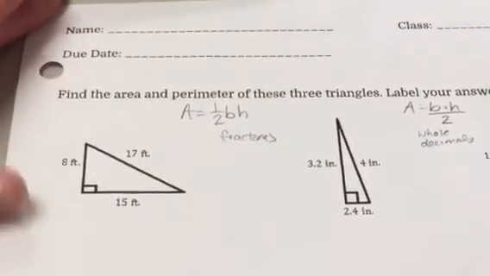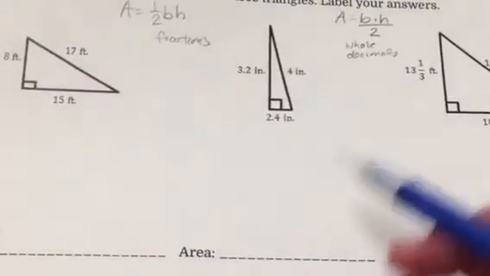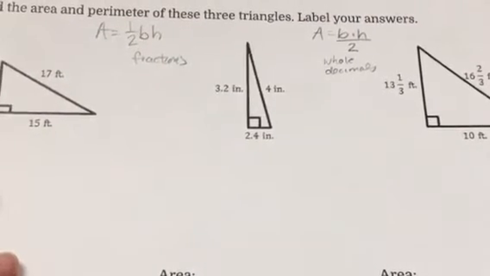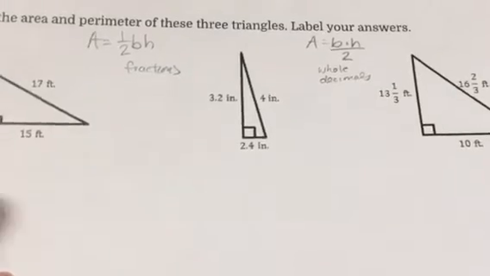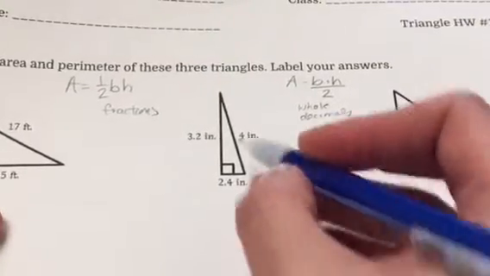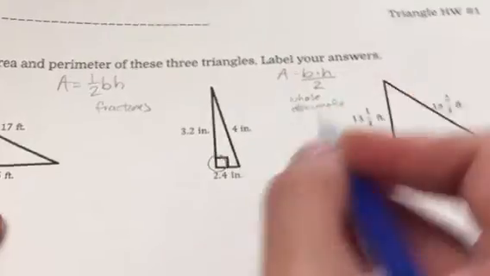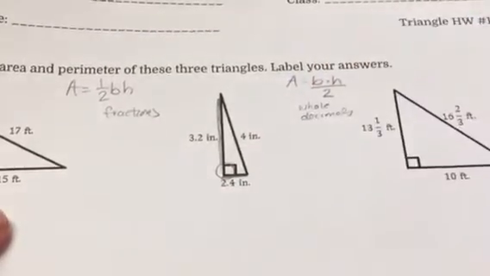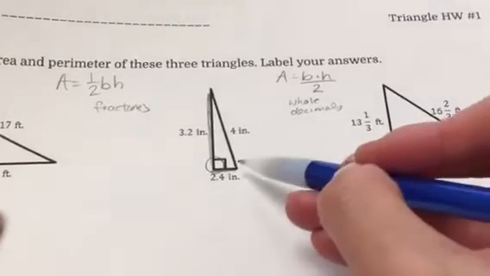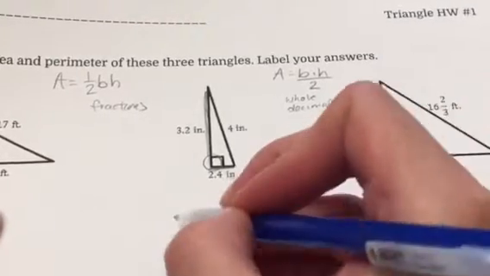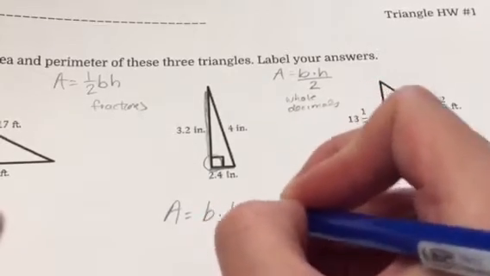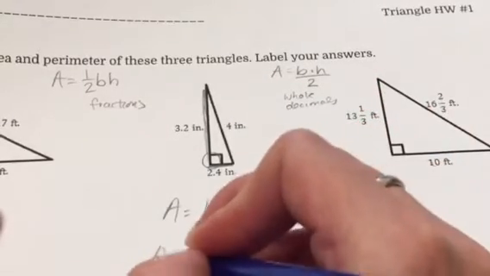Okay, so let's take a look. Let's do the one that's in the middle. The directions for this say to find the area and the perimeter. So with this one, first thing I want to do is circle the right angle, and then that's going to tell me what dimensions I'm going to use for the base and the height. Since there's whole numbers and decimals, I'm going to use area equals base times height divided by 2.